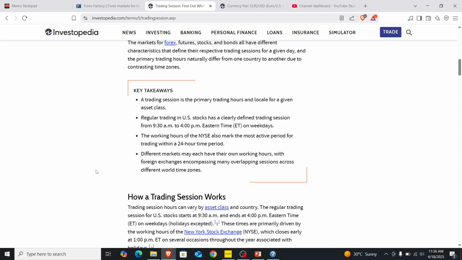You're approaching a market, and every market has a particular time it opens. So you want to know, okay, I'm trading this pair, what time is it most active, what time is the euro open. You can see here regular trading in US stocks, they have a predefined time, so you can see from 9 a.m. to 4 p.m., right? So all these are very important for you to take note of.